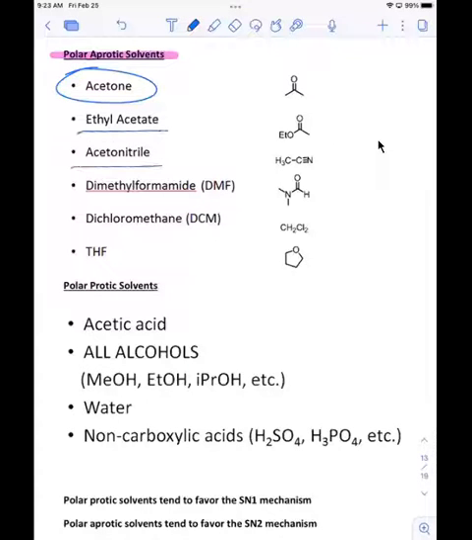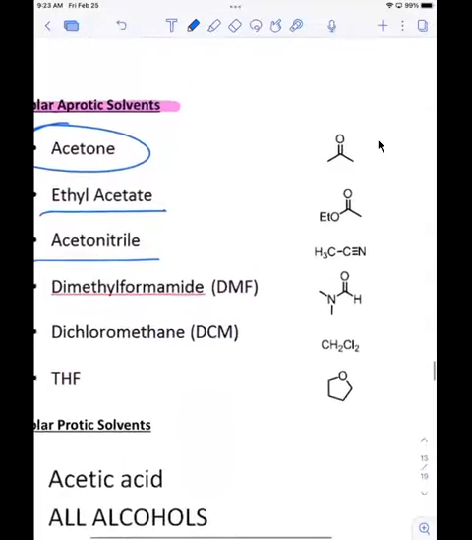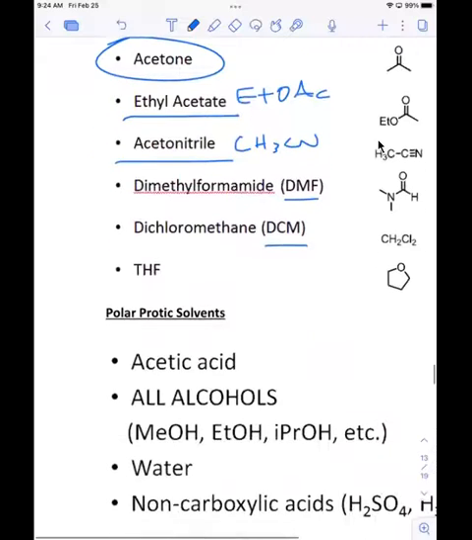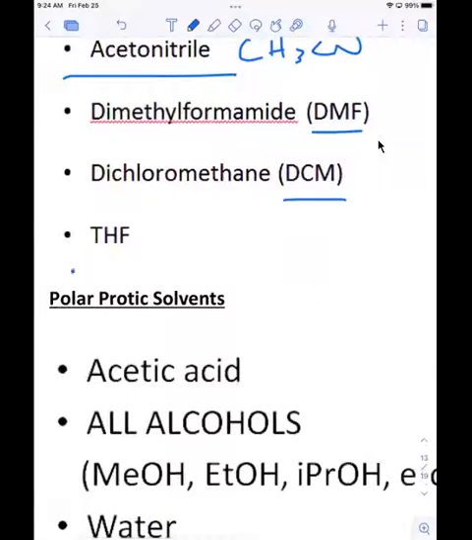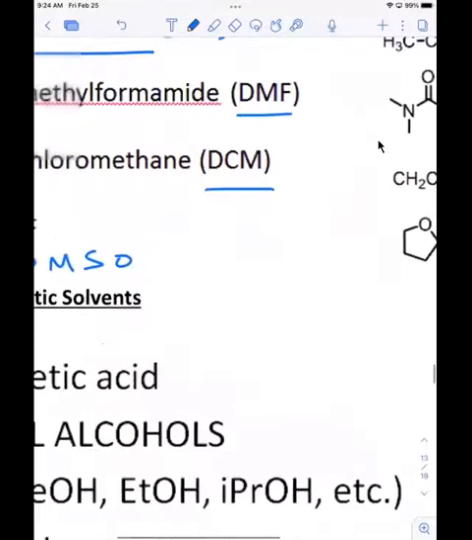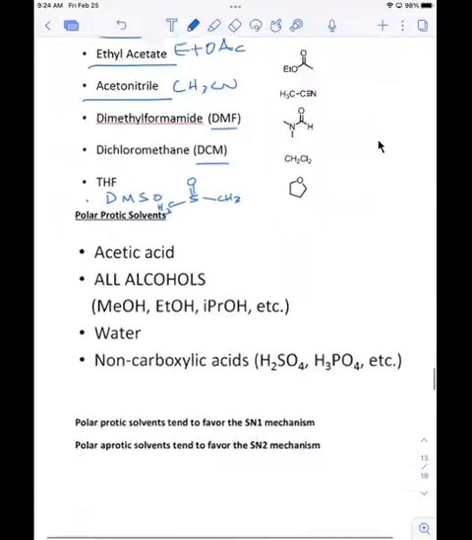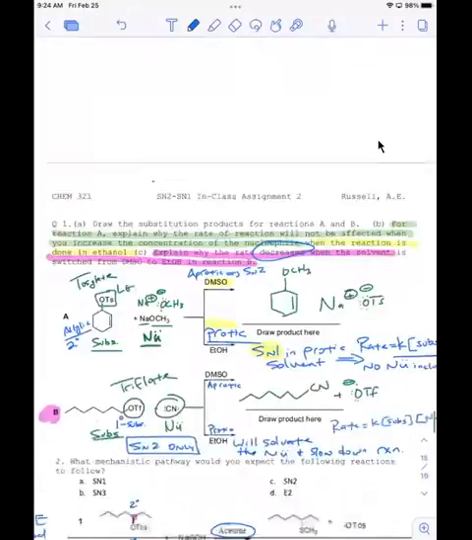Ethyl acetate, acetonitrile. And when you see these written, like ethyl acetate, you might see that written like this, or acetonitrile would be written like this. And then of course DMF, dichloromethane. And I don't know why I don't have DMSO on here, but DMSO is also polar aprotic, and that looks like this. All right. So all of these are aprotic. So acetone is aprotic. So let's go back to our example.